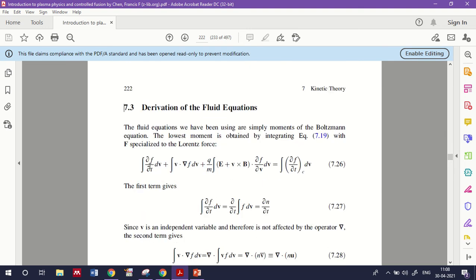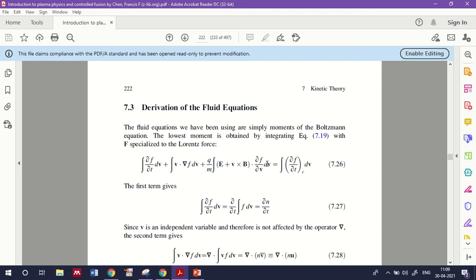So here you can see dou F by dou T, where F is the distribution function of R, V and T. If you take dou F by dou T into dV, this represents the momentum of the Boltzmann equation. Then we are taking the integral of that. Earlier in the Boltzmann equation we only had V dot delta F. Now we introduce a dV in order to consider the Boltzmann equation in terms of a momentum equation. And now here Q by M integral E plus V cross B dot dou F by dou V into dV.